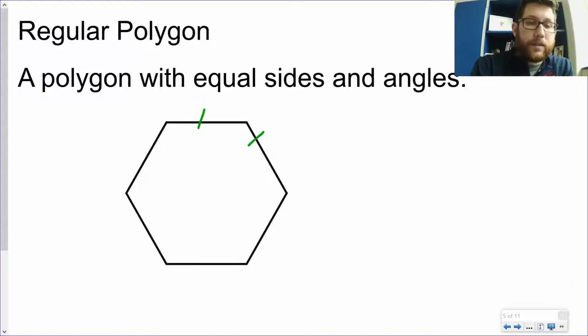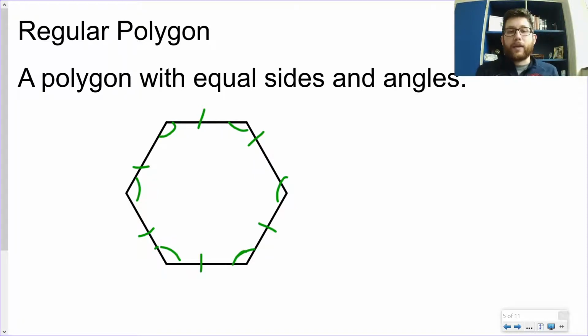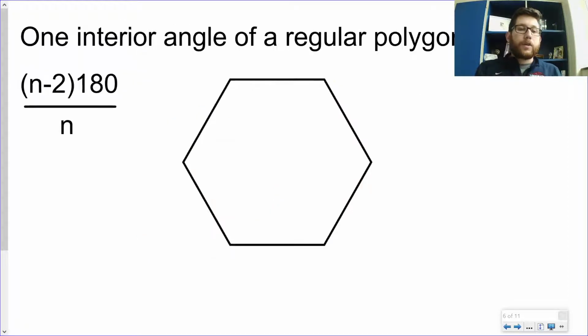So in this case, if all of these sides were equal and all the angles were equal, this polygon would be a regular polygon. Now, if I have a regular polygon, the number of the angles are going to be a fixed number. So like for this hexagon, if all the angles are equal, and for every hexagon that has all equal sides and all equal angles, the one angle is going to be the same for all of them, right? So if I'm looking for one angle inside a regular polygon, so I have that hexagon and I know all of these are equal, we have a formula for that.